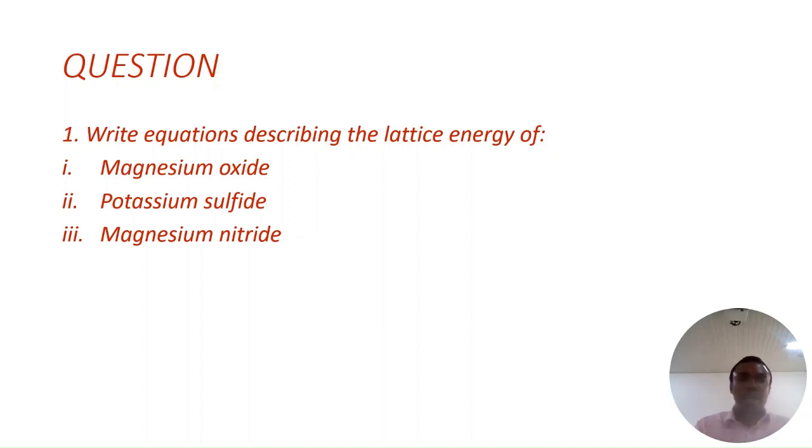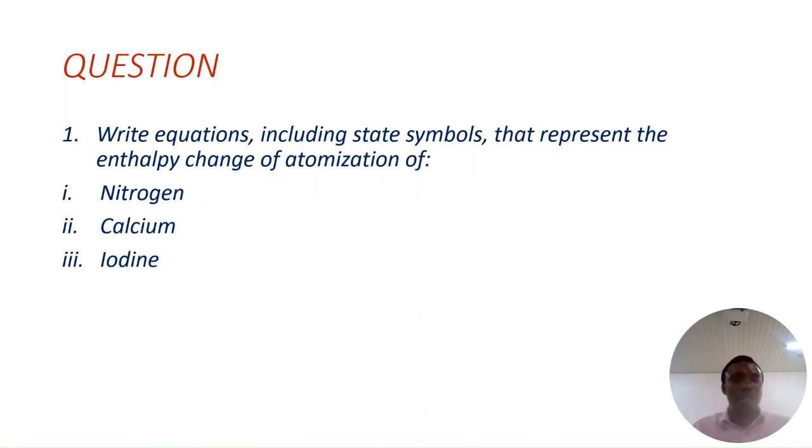Then the next task I'll be giving to you, you have to write equations including state symbols that represent the enthalpy change of atomization of nitrogen, atomization of calcium, and atomization of iodine. They are as simple as ABC. So please, I just want you to attempt these questions.